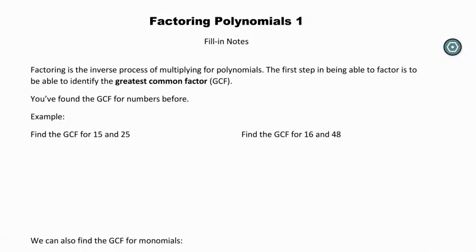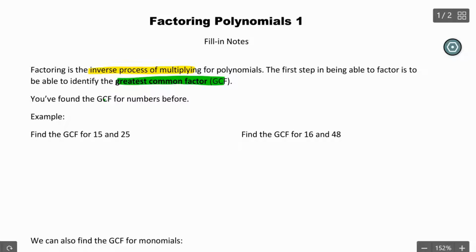Now, last week we talked about multiplying, and factoring is the inverse process from multiplying. So we're going to be reversing the steps that we learned last week. And our first step for doing this is finding our greatest common factor.